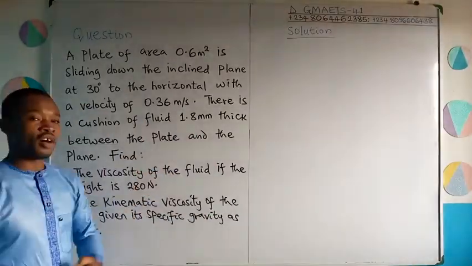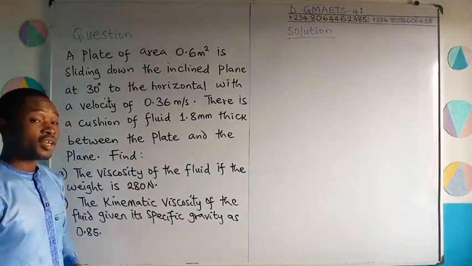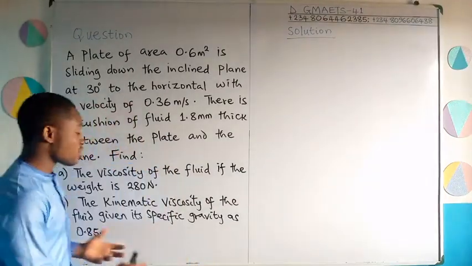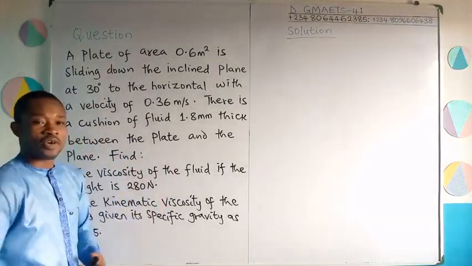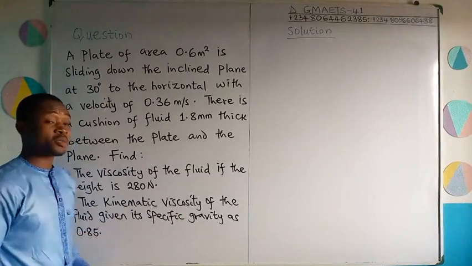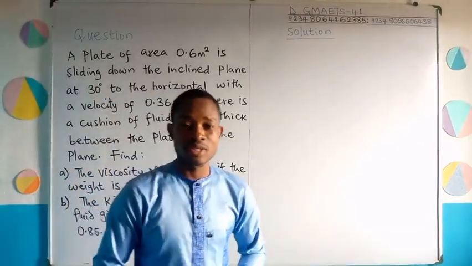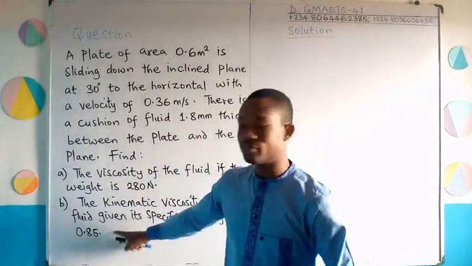Okay, if the weight of the plate is 280 Newton. And then of course in the second part of the question we are required to determine another type of viscosity, which is the kinematic viscosity, given that the specific gravity of this fluid under consideration is 0.85.